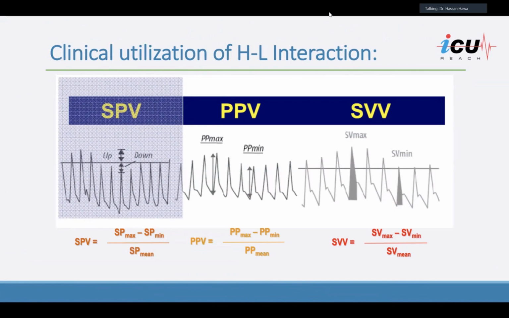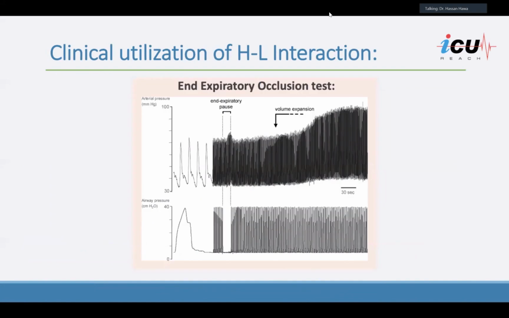These are, if you like, the clinical utilizations of heart-lung interaction. We can measure the systolic pressure variation. It's not commonly used nowadays. The focus has shifted a lot towards pulse pressure variation and stroke volume variation, and we have more devices on the market nowadays that use these concepts to assess the volume status of the patient.